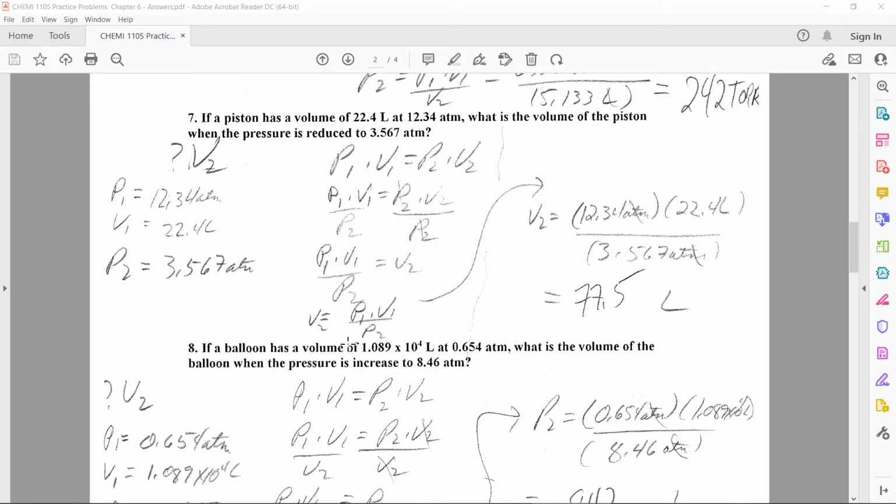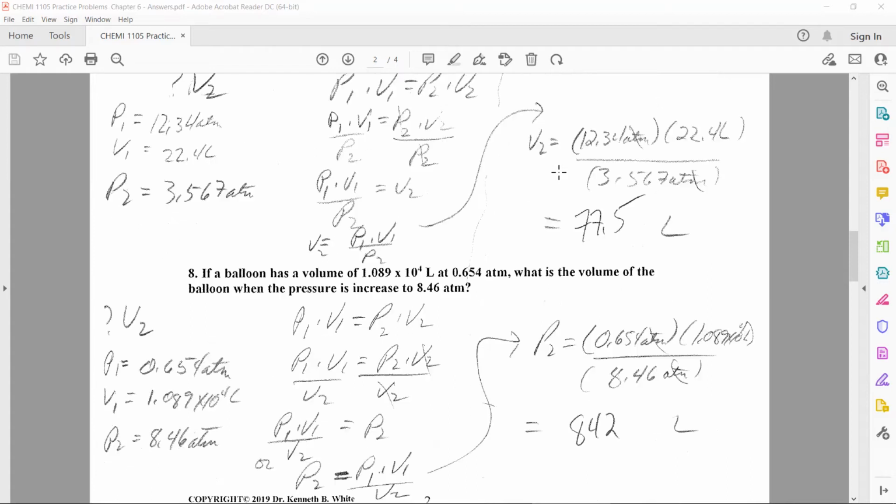Now, I like to rewrite it. You don't have to, but I do. And I did. And now I was running out of space, so follow the arrow. And we have V2, and I put in what is P1, V1, and P2. Notice atmospheres divided by atmospheres cancel out. I'm left with liters. And here, notice this is 4 significant, 3, 4. My answer is 3 significant figures. And that's how you do it.